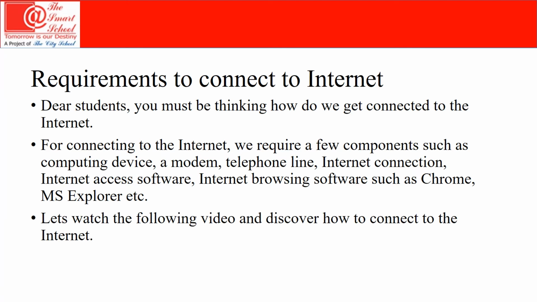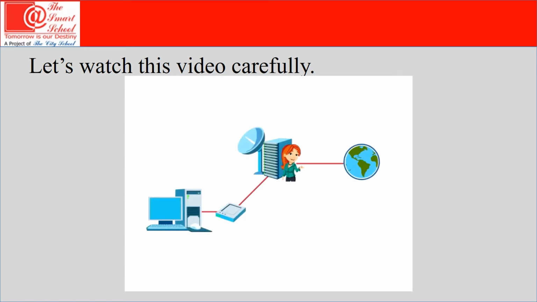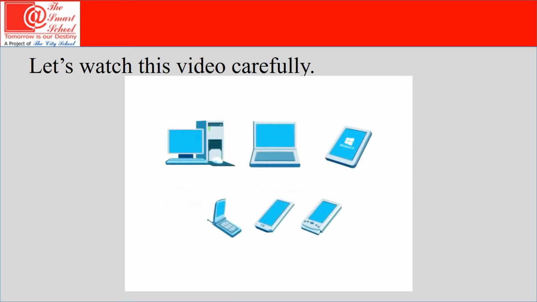Let's watch this video and get to know how these things work. To connect to the Internet, you need a computing device, a connection device, and an Internet Service Provider, or ISP. The computing device can be a personal computer, a portable computer, a tablet computer, or even a mobile device, such as a cell phone, a smartphone, or a handheld device.